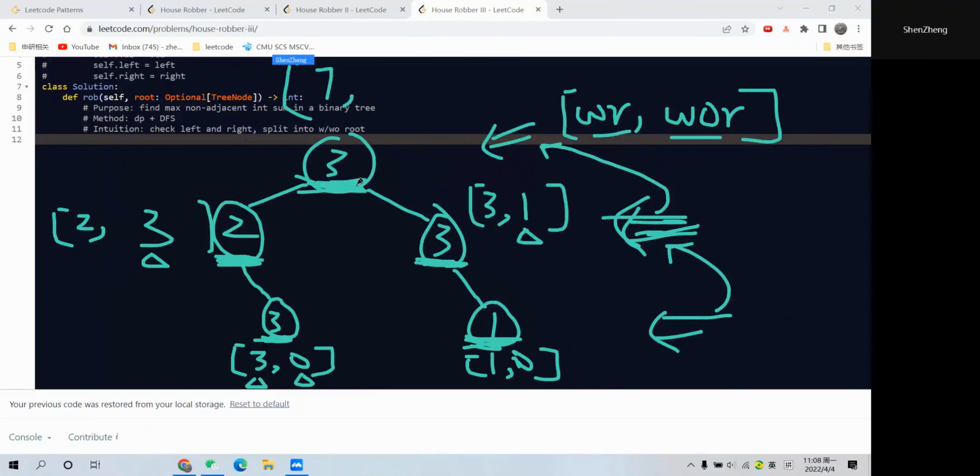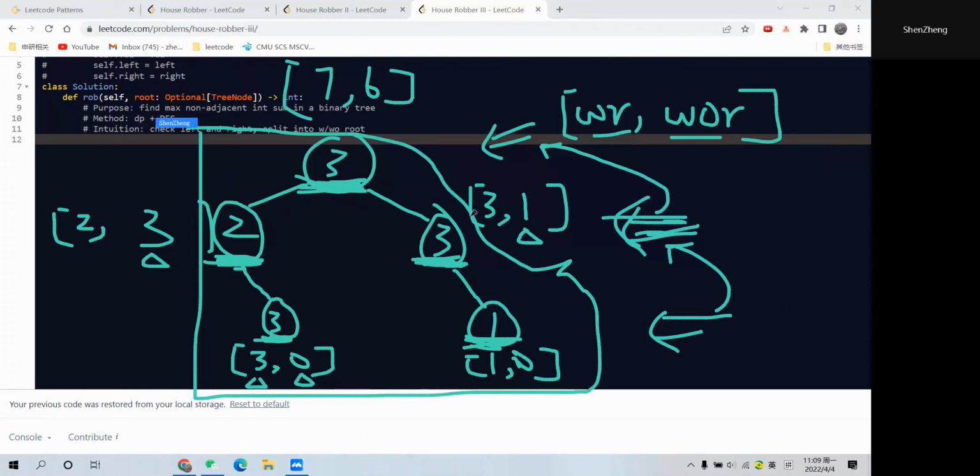And what if we do not rob this node? Then we can either rob this node or not, and either rob this node or not, right? So for the left side, we want to find the maximum between 2 or 3. And for the right side, we want to find the maximum between 3 and 1, right? And we want to add them together. So this one will give us 3, and the right side will give us 3 also. So 3 plus 3 is 6. So write 6 here. Okay, now we've finished visiting the entire tree, right?